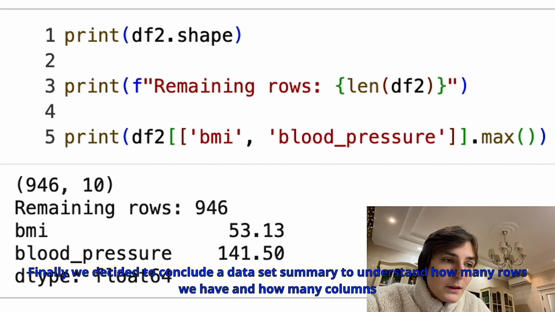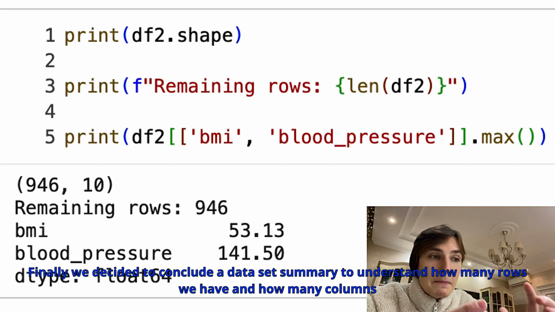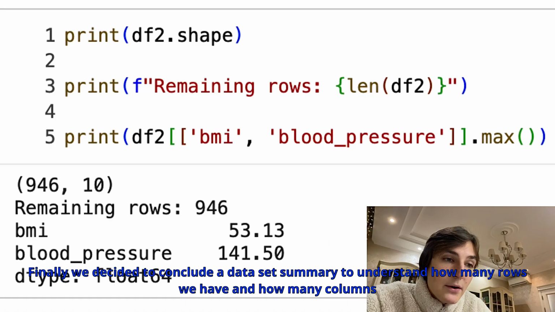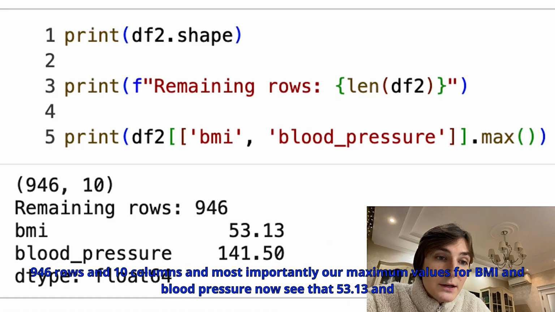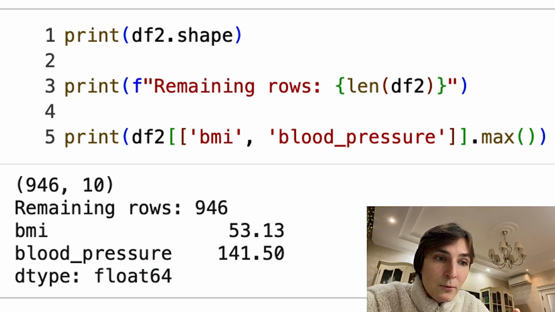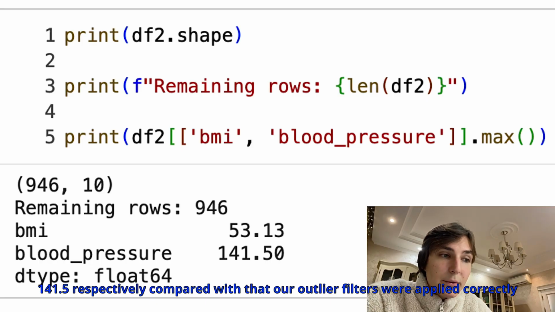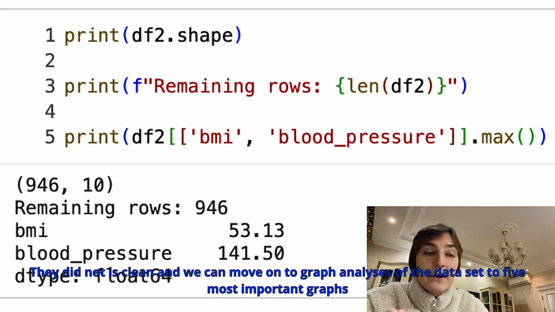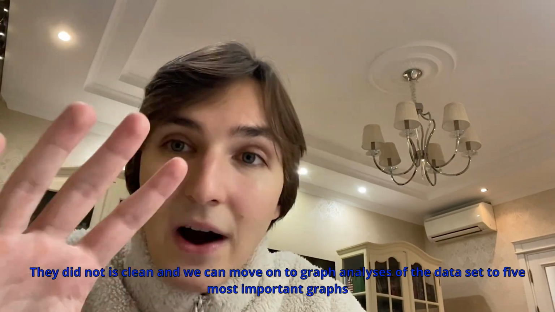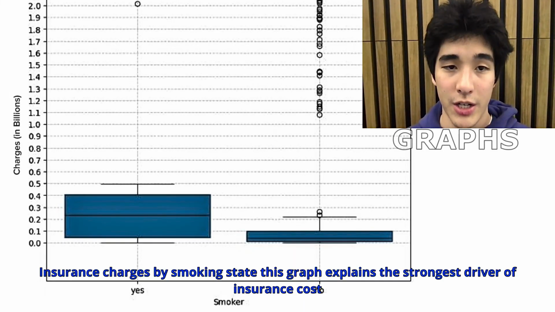And finally, we decided to conclude with a dataset summary to understand how many rows and columns we have. We ended up having 946 rows and 10 columns, and most importantly, our maximum values for BMI and blood pressure now sit at 53.13 and 141.5 respectively, confirming that our outlier filters were applied correctly. The data now is clean, and we can move on to graph analysis of the dataset with the 5 most important graphs. Insurance charges by smoking status.